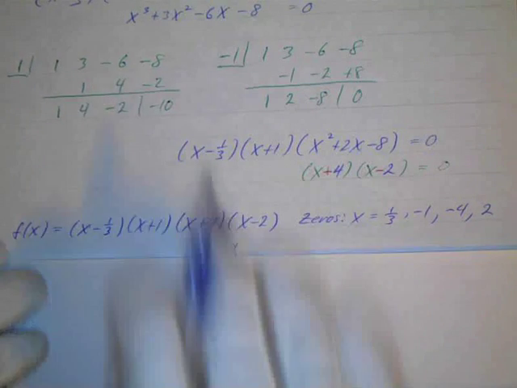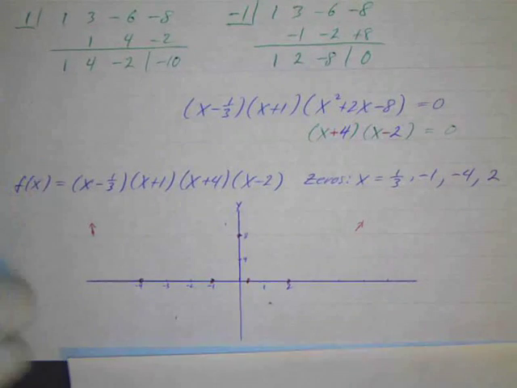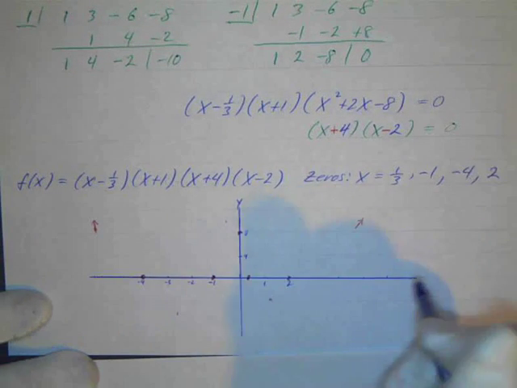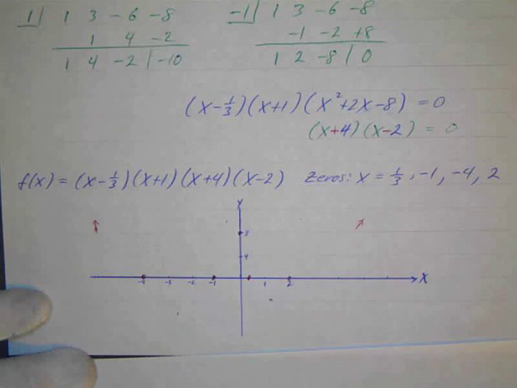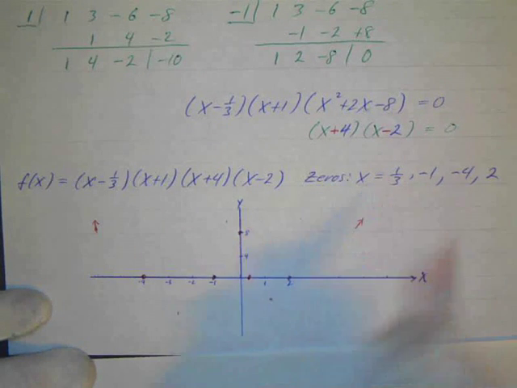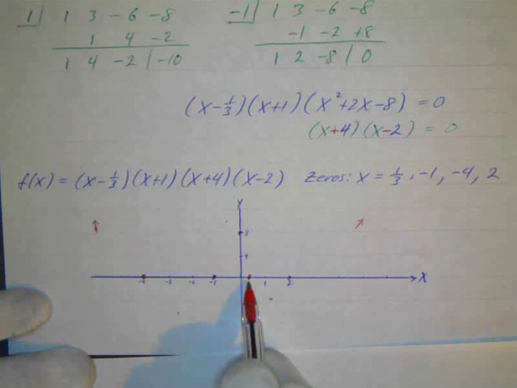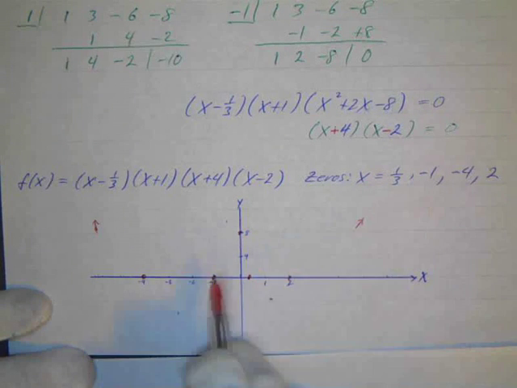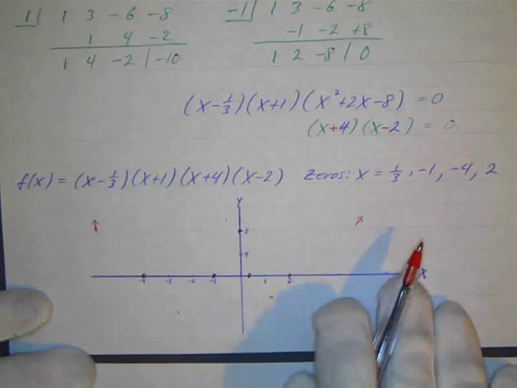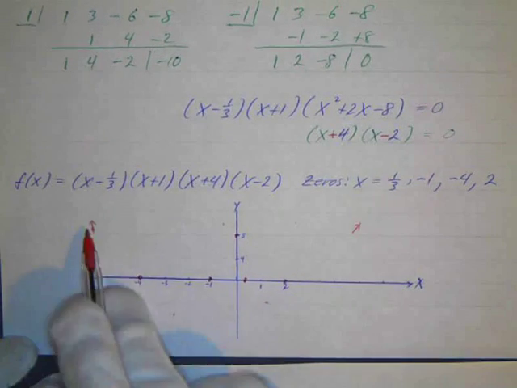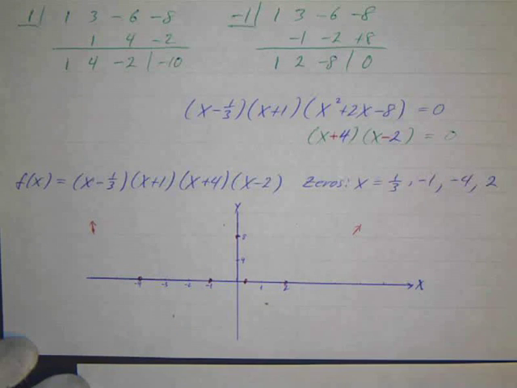And we had our y-intercept from above. Our y-intercept was 0, 8, so I can put these points. So I drew my graph over here. This would be x over here. And I marked in my 4 zeros, 1/3, negative 1, negative 4, and 2. And this is my intercept. And my end behavior is up and up. So there we go.